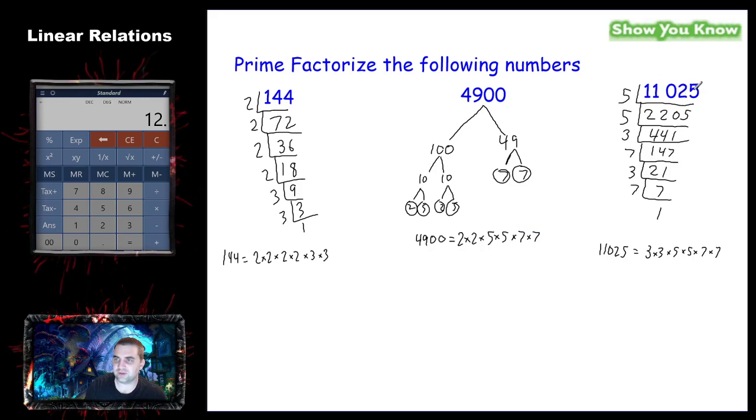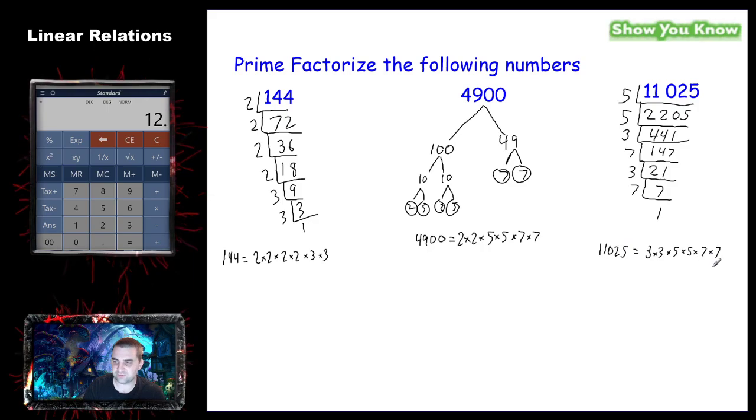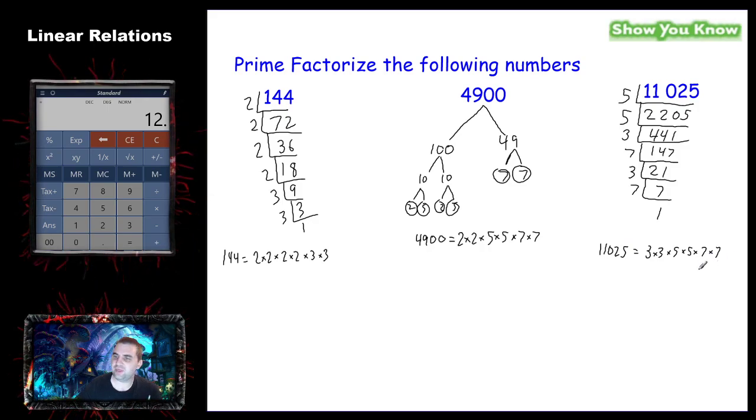And for 11,025, I broke that down to 3 times 3 times 5 times 5 times 7 times 7. That is the final one, so I hope that was helpful.